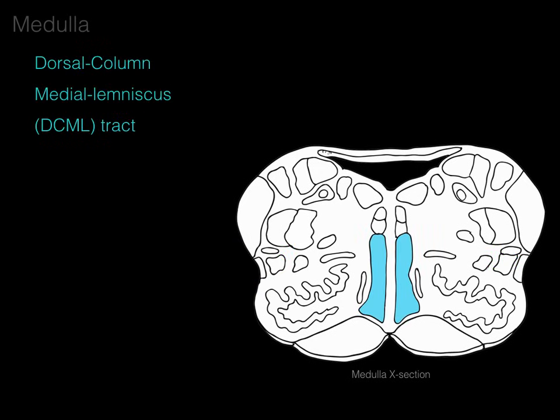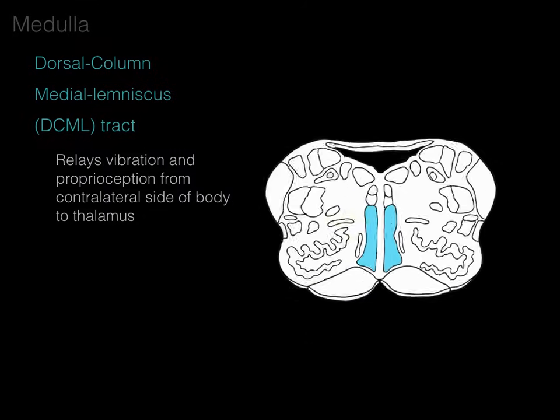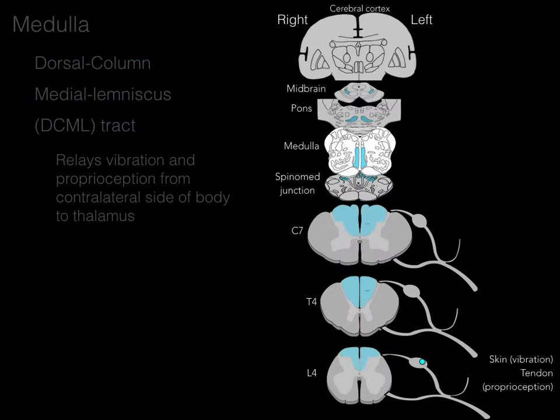Now, the dorsal column medial lemniscus tract is relaying vibration and proprioception from the contralateral side of the body to the thalamus. And so how I find it is I find the pyramid, and then this DCML tract is just immediately dorsal to the pyramids, and it spreads a good chunk through the mid portion of the medulla. And so if we now place that within our schematic, there we have a tuning fork that hits the skin in the left side of the L4 dermatome.